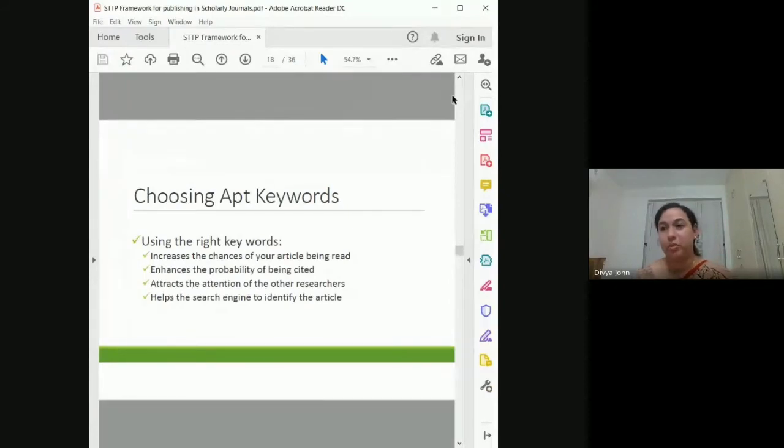As I said, the title, when you choose your keywords, even when you upload your keywords in different publications and different websites, when they ask for keywords, you have to be very careful when you type in your keywords. If you want to get cited, and if you want to get the attention of other researchers, keywords are very important. There are chances that your research publication would be read if you key in the right keywords, and a probability that it would appear in different search engines also.